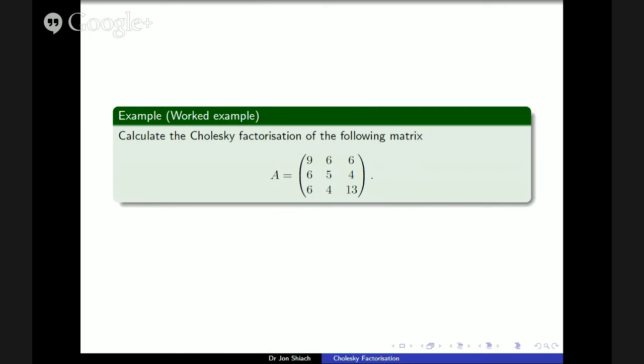And we keep going. Down to the next one. Go down to the third row, first column. We have 6 again. And that's going to be equal to L31 multiplied by L11 plus 0 plus 0. Okay, L11 was 3. So we've got 3 times L31 must equal 6. So L31 must be 2.